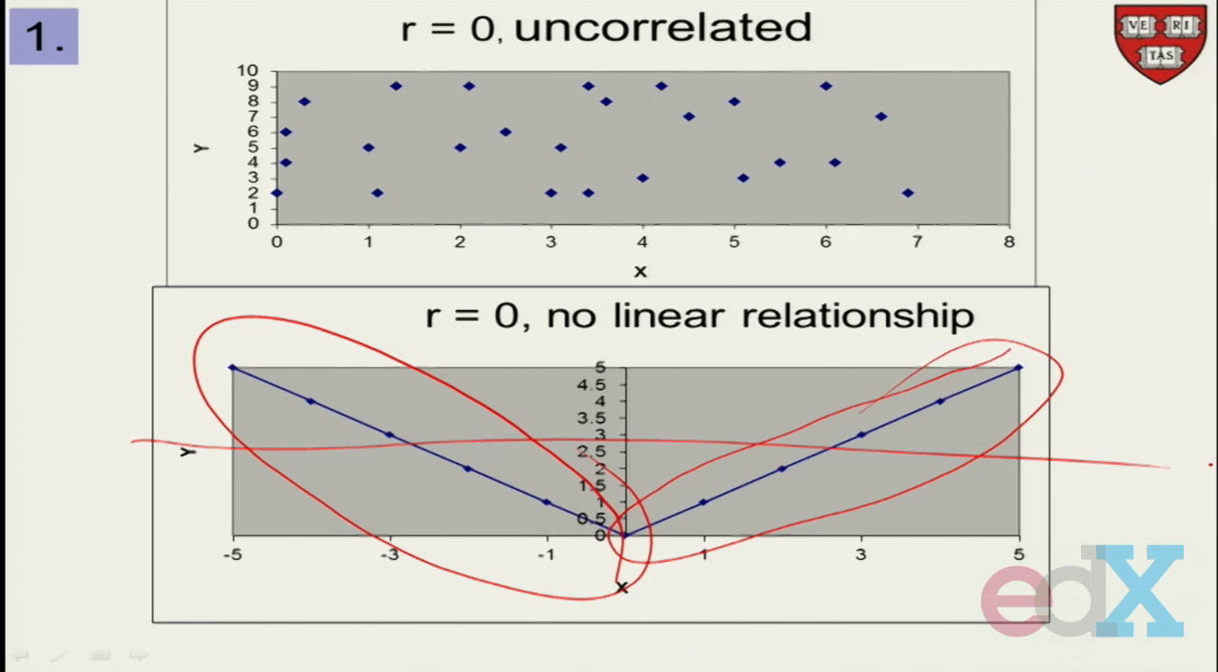So it doesn't mean that they're independent. Here, x and y are clearly not independent. You give me x, I can calculate y immediately. So they're not independent. Now, this is a mathematical example. Does this happen in real life? Well, here's an example. So r equals 0 does not imply independence.